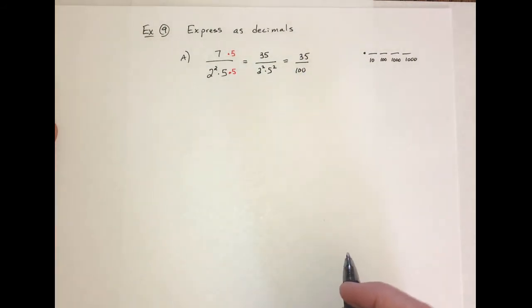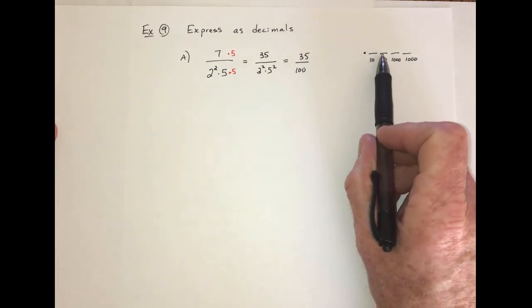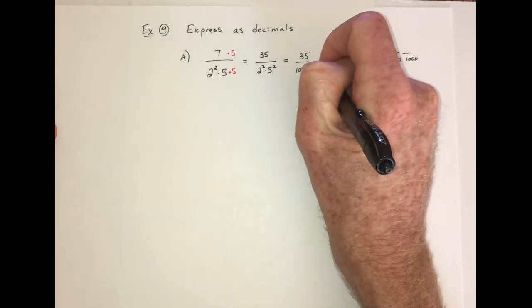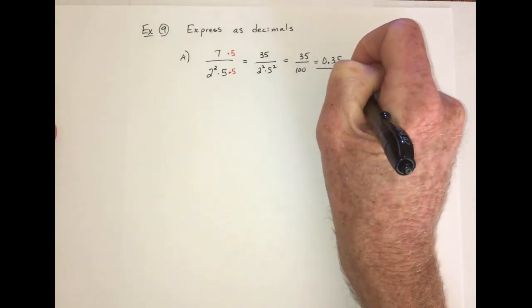So that is 35 hundredths. This is the hundredths place, so the 5 needs to land right there. And so this is equal to 0.35 or 35 hundredths.